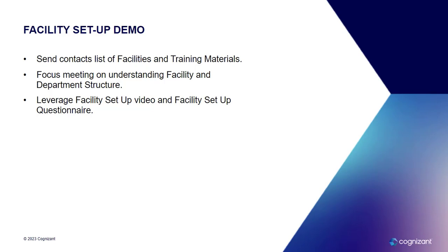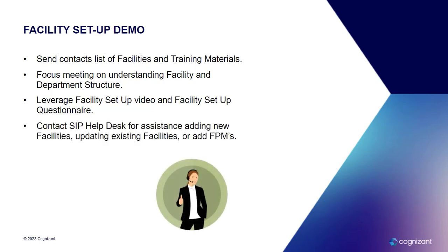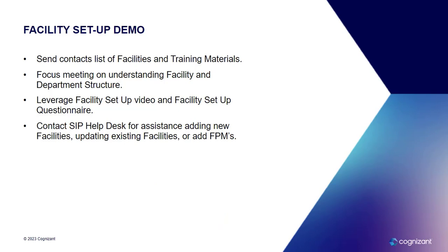Once the facility or department structure is defined, contact the SIP help desk to have any new facilities added to SIP, to update existing facilities, or add an FPM to a facility. The help desk will notify you and the site when the facility updates are completed. This generally takes up to a week.